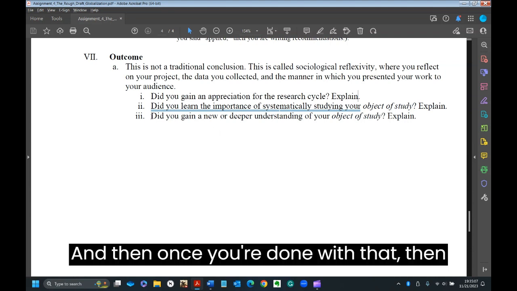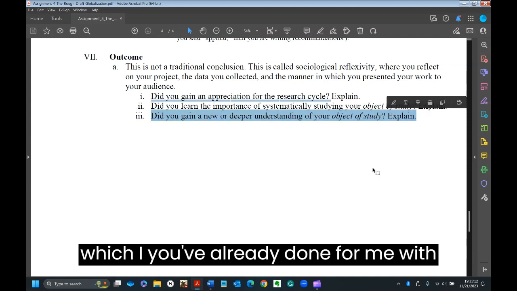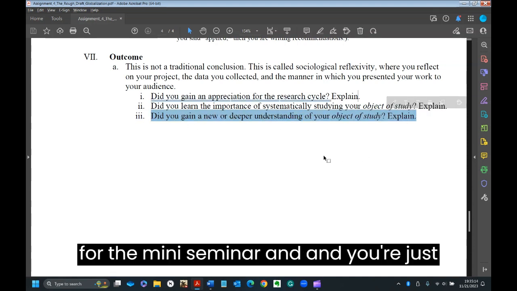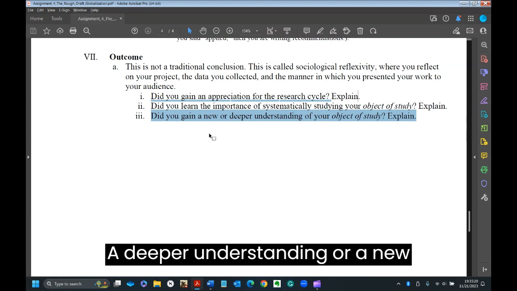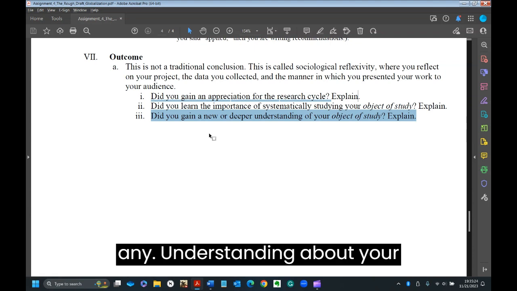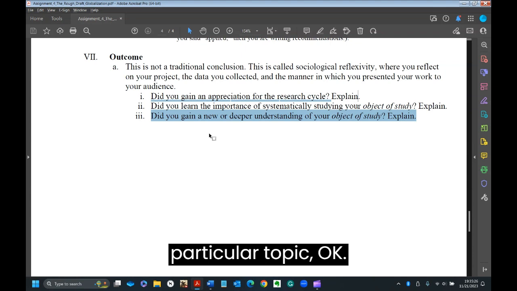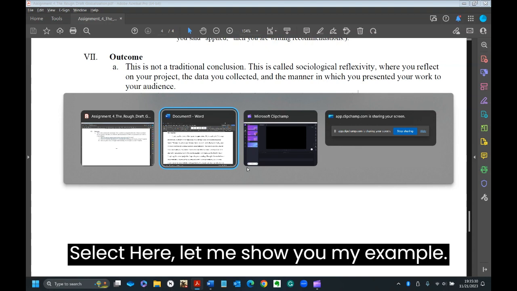And then once you're done with that, you're going to address the last point, which you've already done for me with the mini seminar. You're just going to explain if you gained a deeper understanding or a new understanding, or clarify any understanding about your particular topic. Okay. So here, let me show you my example.